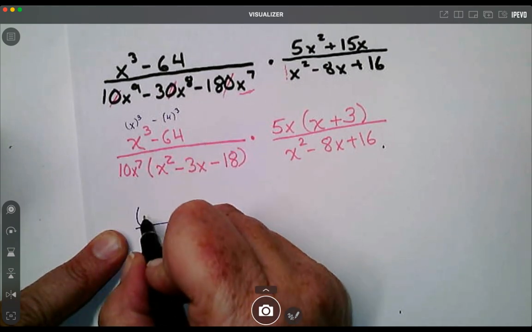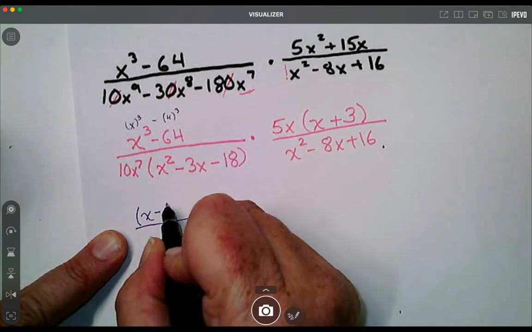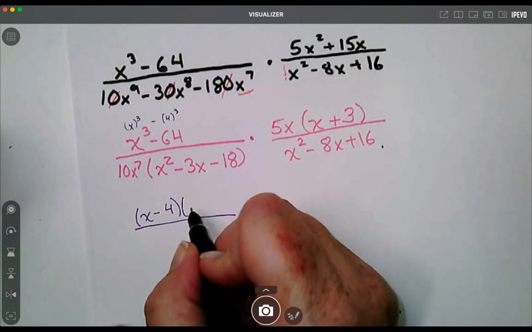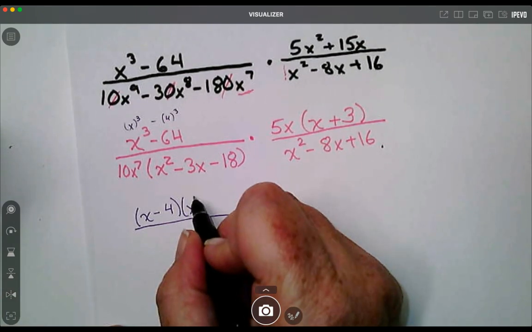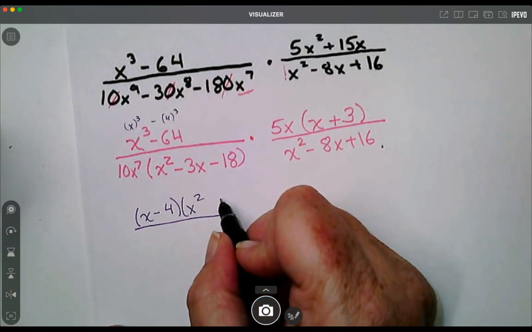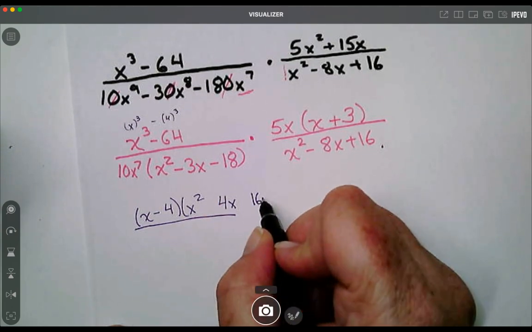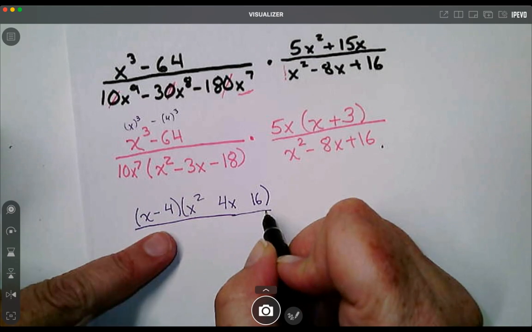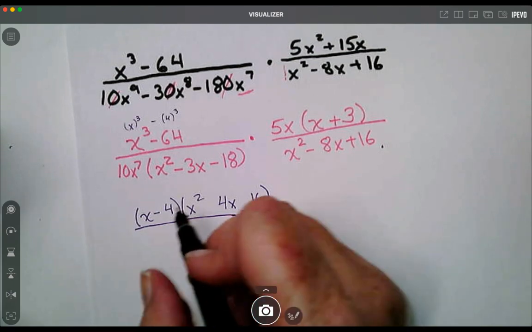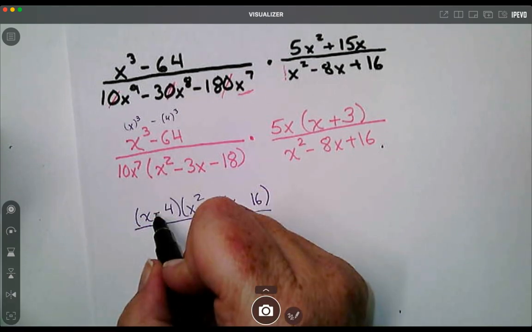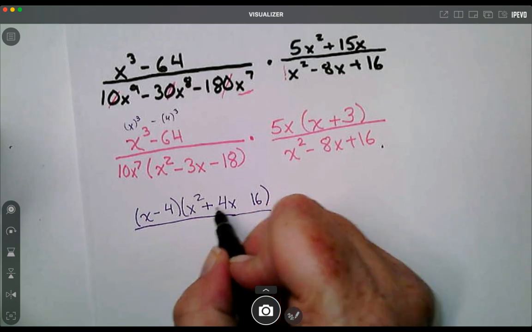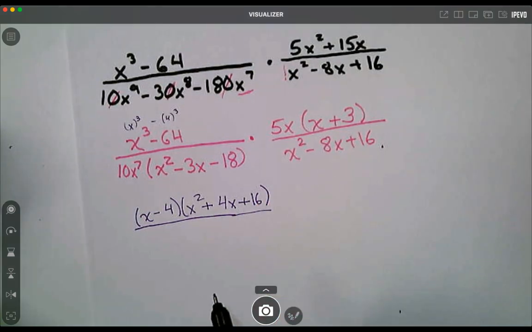A minus b will be x minus 4. Then my formula says I have an x squared, an ab, and a b squared. Right, 4 times 4 is 16. So now I'm going to do SOAP: same sign I started with, opposite sign I started with, always positive.